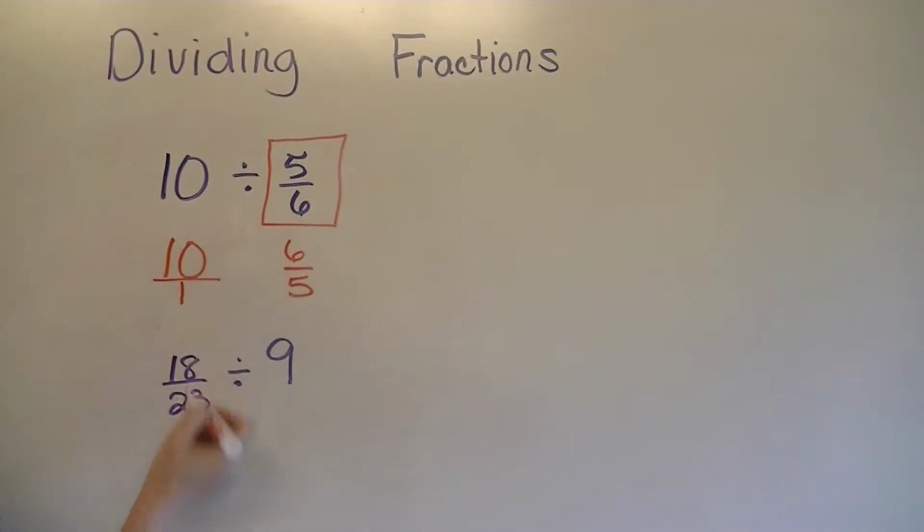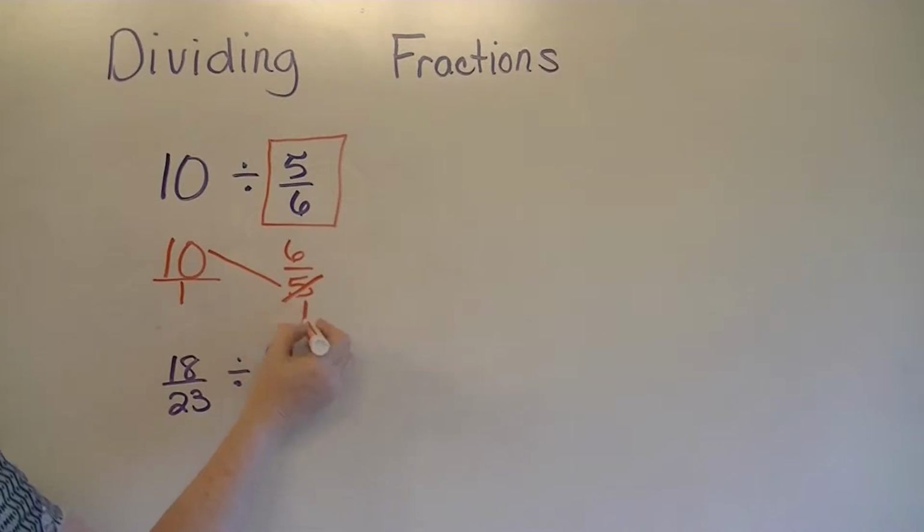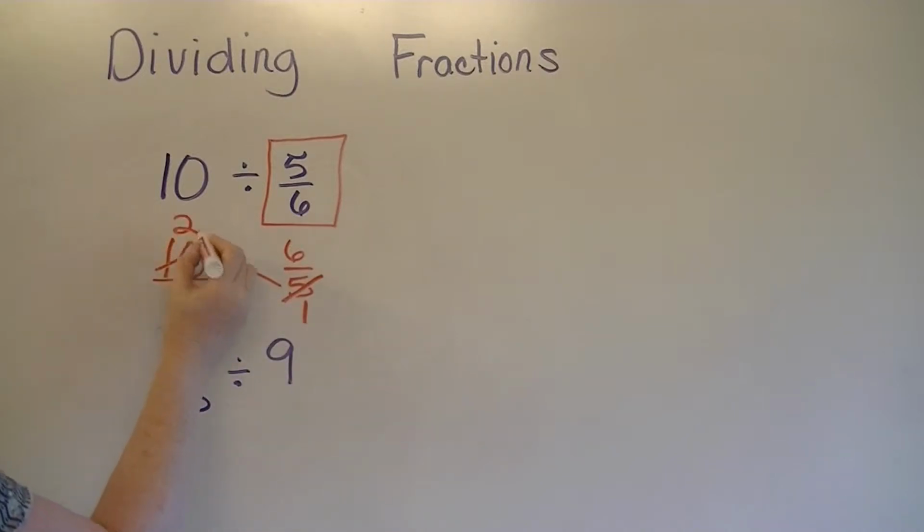So I'm going to write a 1 under my 10 because 10 divided by 1 is 10, so I turned it into a fraction. Now I'm going to look across for cross cancellation or simplification. What greatest common factor do 10 and 5 have? That's 5. So 5 divided by 5 is 1 and 10 divided by 5 is 2.